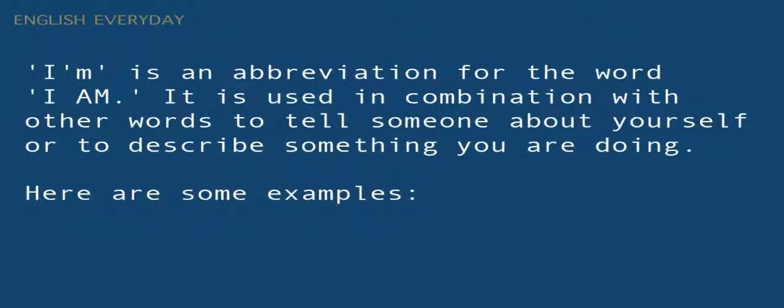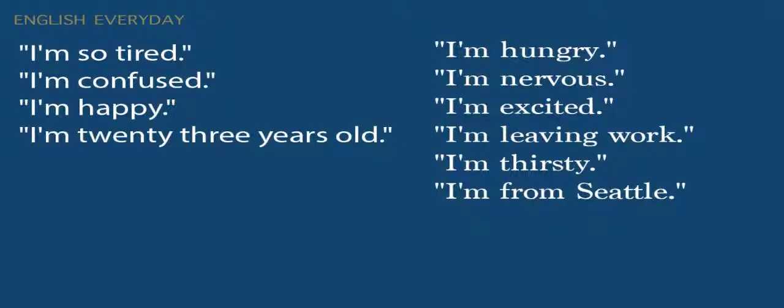I'm is an abbreviation for the word I am. It is used in combination with other words to tell someone about yourself or to describe something you are doing. Here are some examples. I'm so tired. I'm confused. I'm happy. I'm 23 years old.